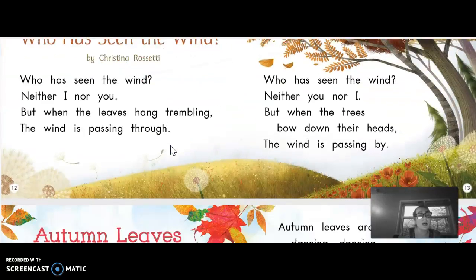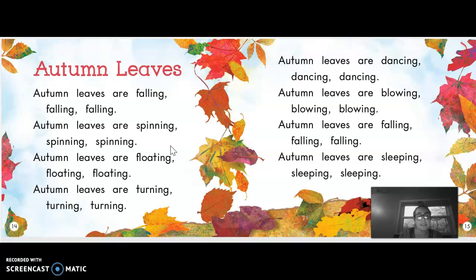Next, let's read one, Autumn Leaves. Autumn is another word for fall. We use both of those words to talk about the same season.